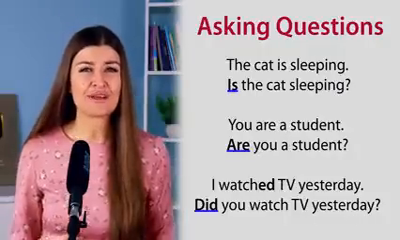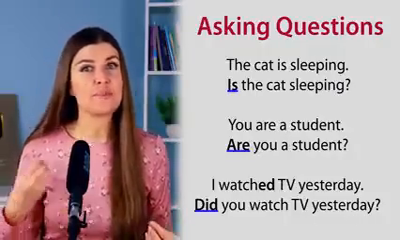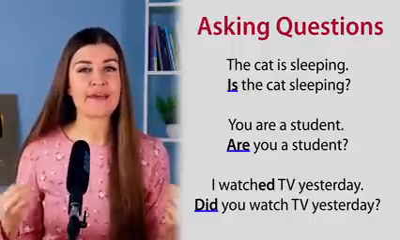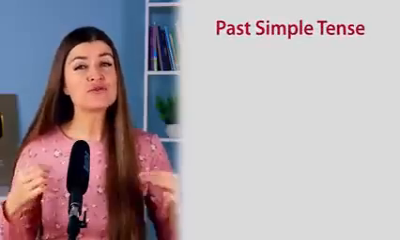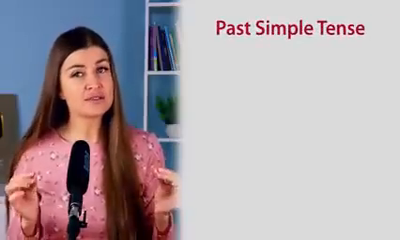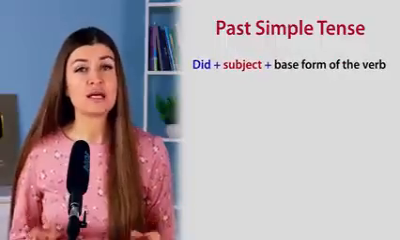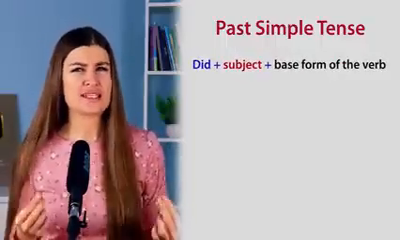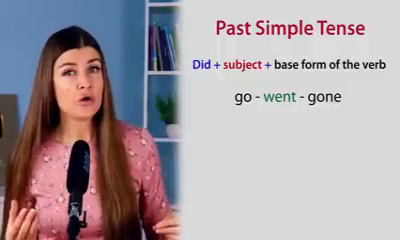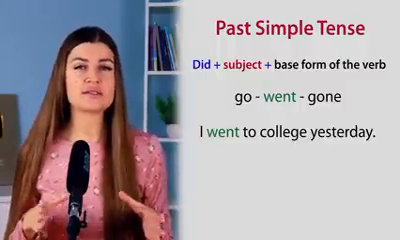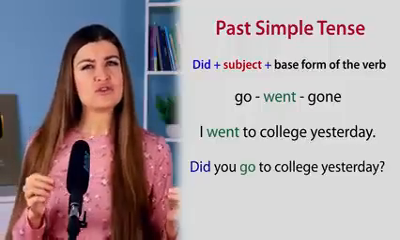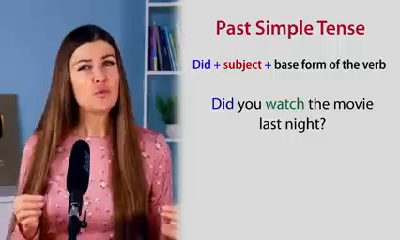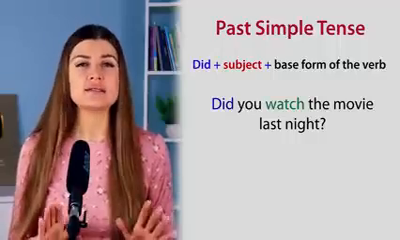An auxiliary verb is a helping verb used with a main verb to show tense, which tells us when something happens. It's important to remember that in the past simple tense, we use the structure did, subject, base form of the verb. For example, the past form of go is went. I went to college yesterday. Did you go to college yesterday? Not did you went. Did you watch the movie last night? Not did you watched.